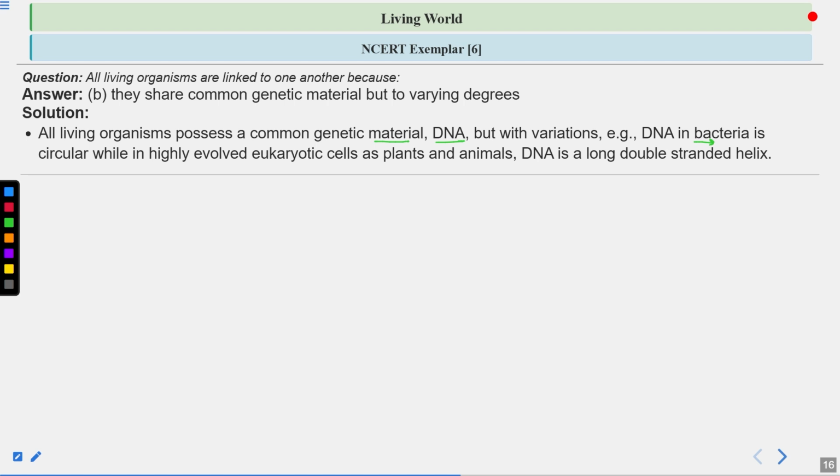So in bacteria, DNA is circular. If you talk about plasmid, it is circular and it is extra chromosomal. While in the case of evolved eukaryotic cells such as plants and animals. So plant and animal cells, these are eukaryotic cells. Bacteria is a prokaryote. Both have DNA as a genetic material, but in bacteria it is circular, and in eukaryotic organisms, including humans, the DNA is long and it is a double-stranded helix. So it consists of 2 strands and it is helical. Okay, double helix.